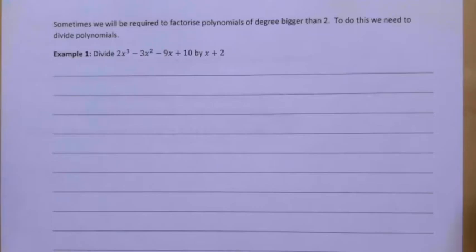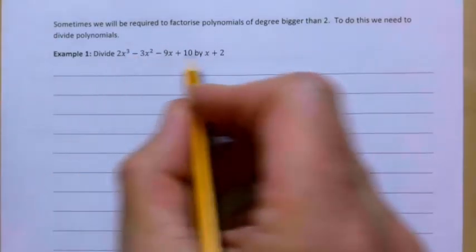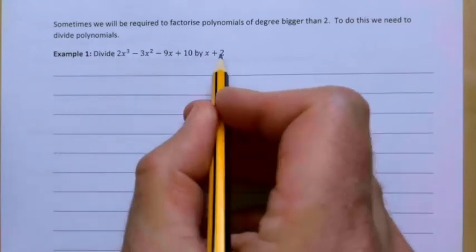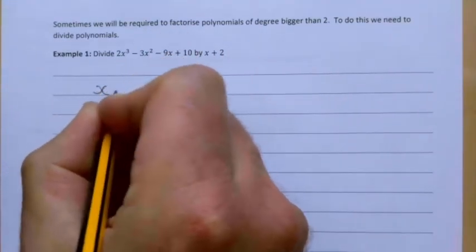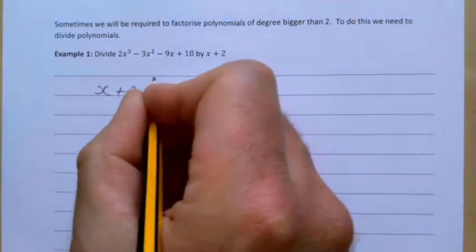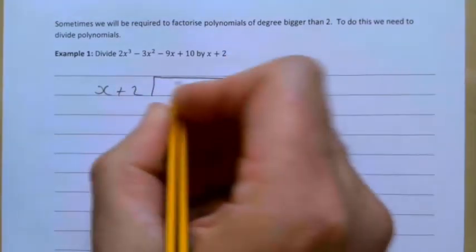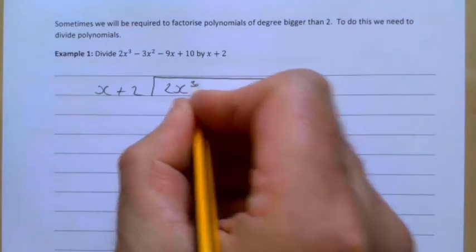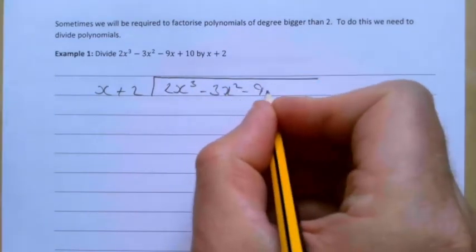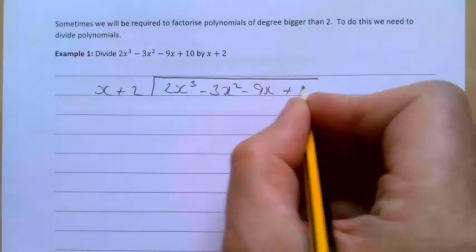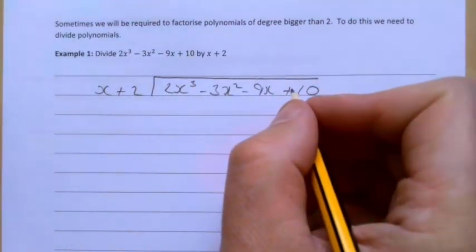We are in Unit 2 and this then is 2.5 division of polynomials. In the previous video we just did some long division revision and so now we're going to do the actual division. So we're trying to divide this here by this. So we set it up then as our long division. So we're dividing x plus 2 into 2x cubed minus 3x squared minus 9x plus 10. Here goes.